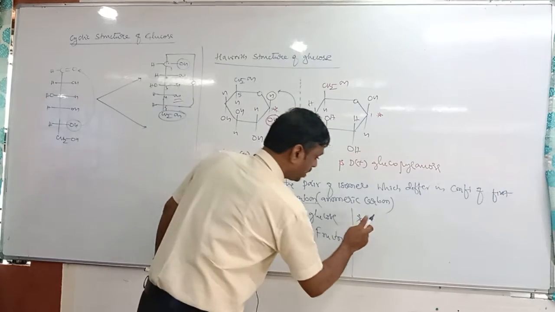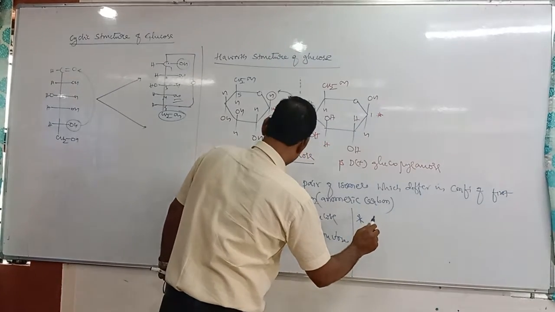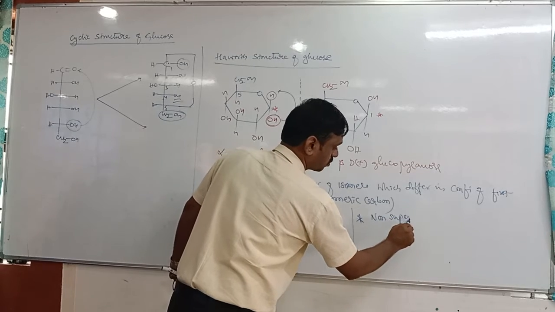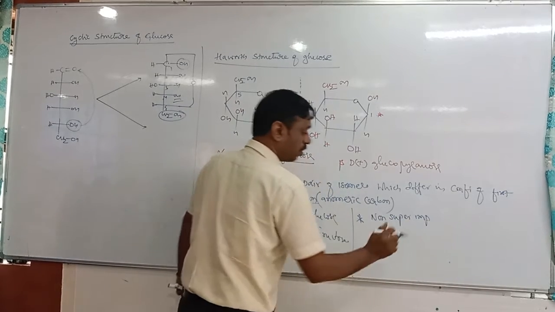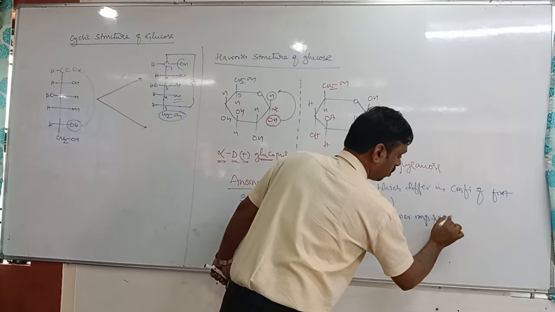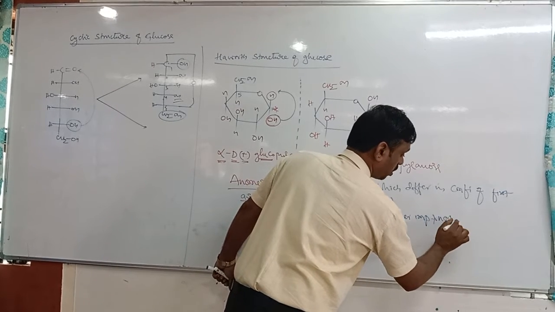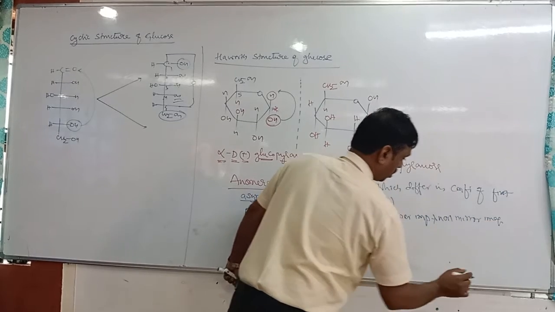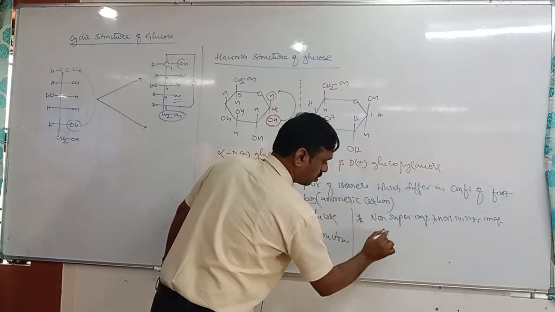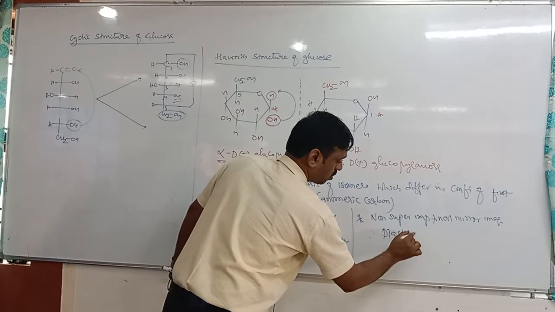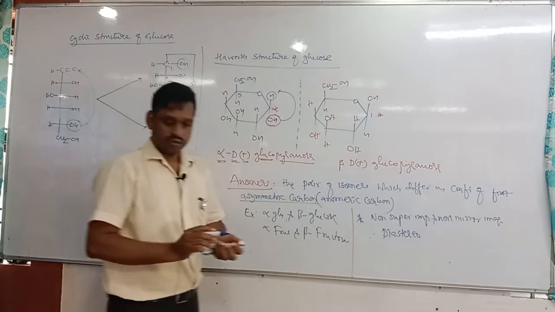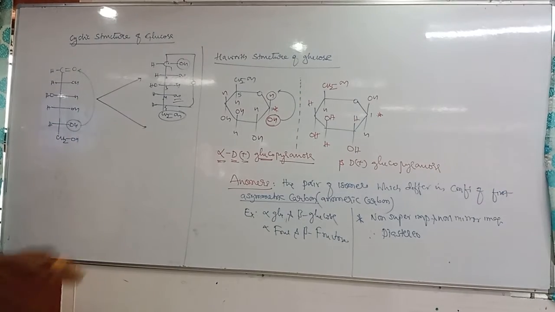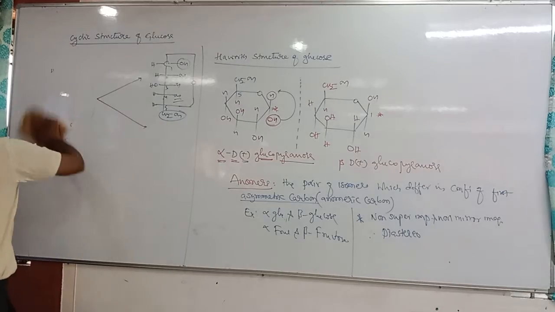Another point is anomers are non-superimposable and non-mirror images. Therefore they are diastereomers, right? So they are non-superimposable, non-mirror images, hence they are called diastereomers.